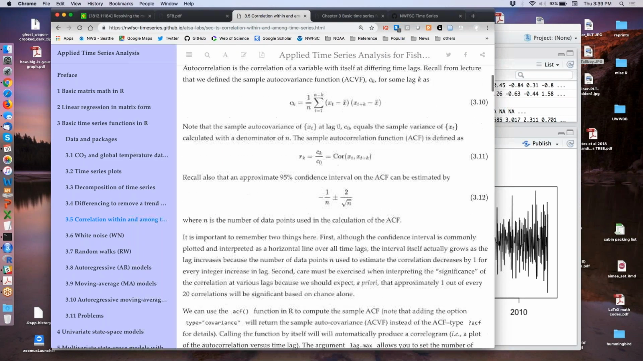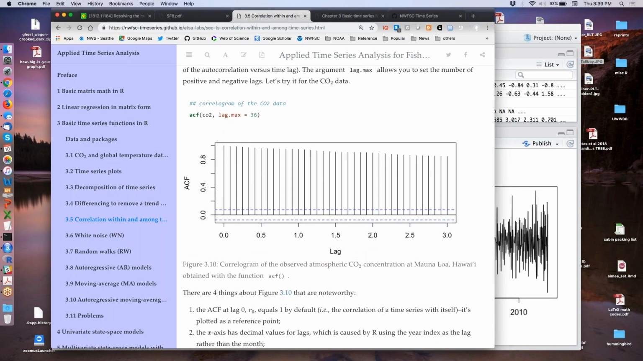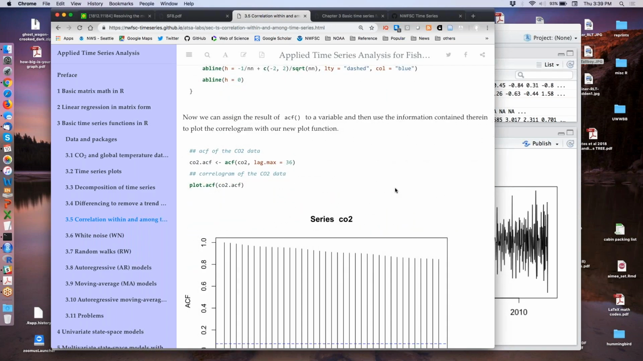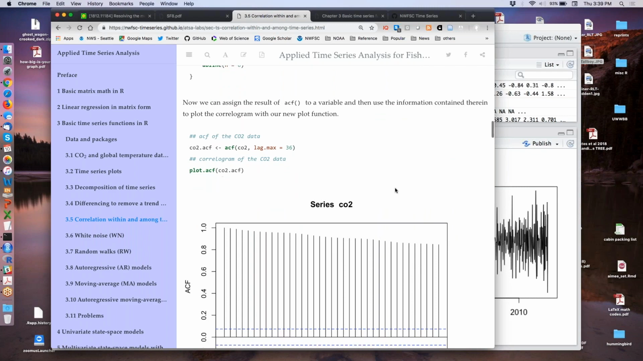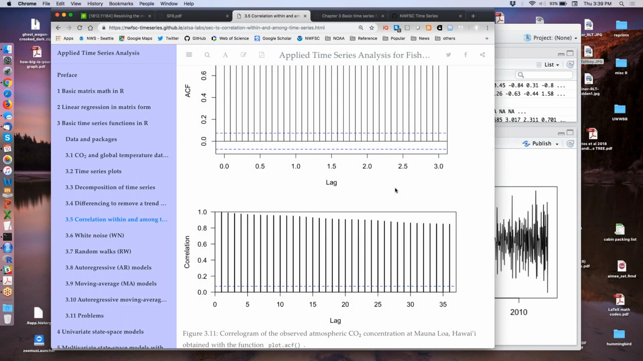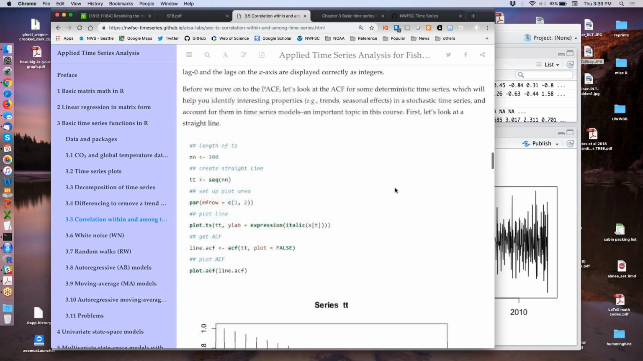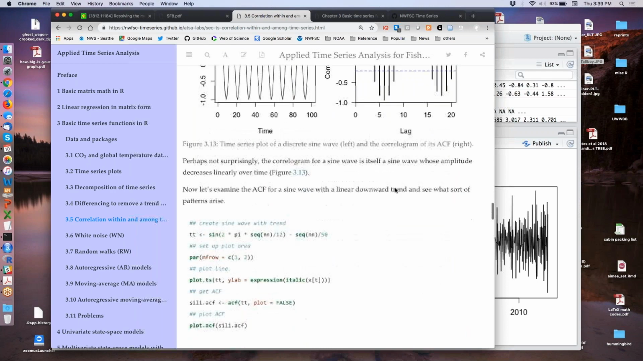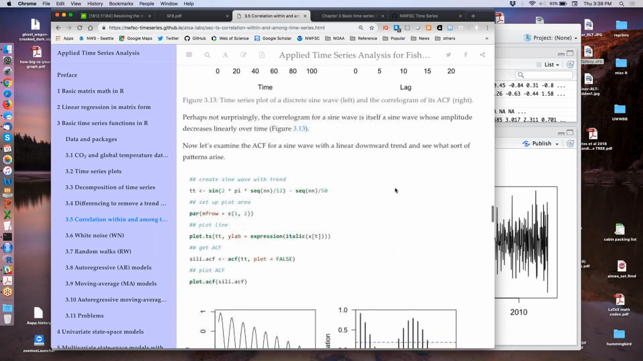Correlation within and among time series. So this was our autocorrelation. Remember I mentioned in class how you can do these for the deterministic functions. I'm going to skip that. I didn't put this in here. Okay, we'll skip through this just for the sake of time. So you can run through these on your own.